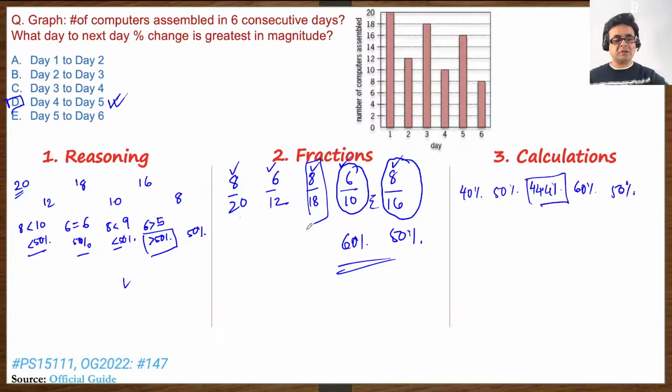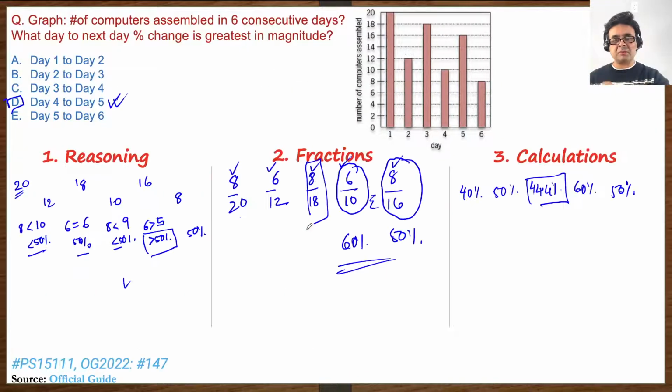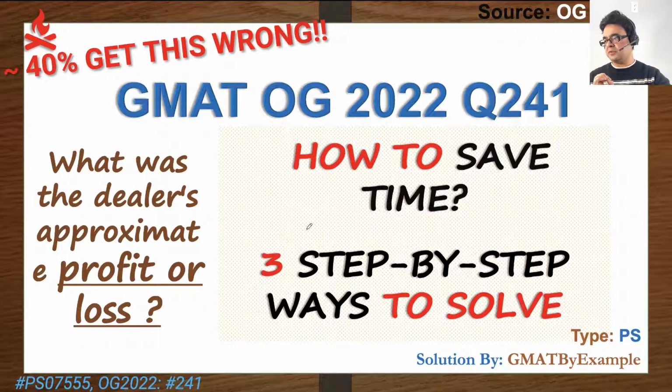I will take a pause here. We have already talked about the mistakes here. So I'll take a pause here, see if there are any questions. I think the question is very straightforward. And if there are no questions, then I will go to the next problem, which is a profit and loss problem. And again, calculation is the key here. All right. Looks like there are no questions.